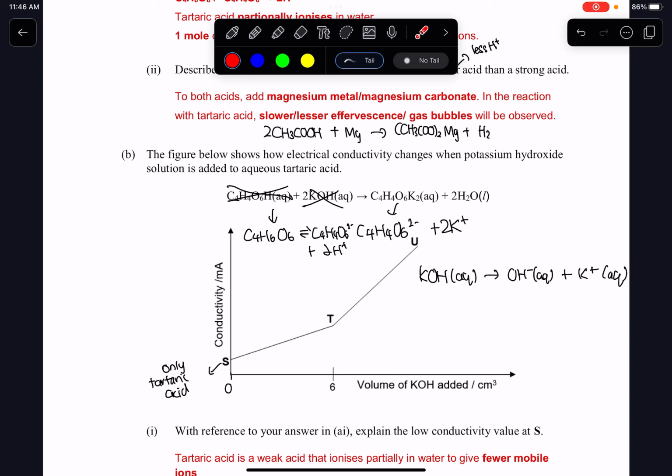Which means that only these mobile ions are able to conduct. Some of it remains as the tartaric acid molecule, which is unable to conduct electricity because the molecule itself is still a simple molecular structure. So the amount of this, because it's reversible, will be much less than this. Therefore, conductivity at ST is much lower than TU. So the gradient is less steep.